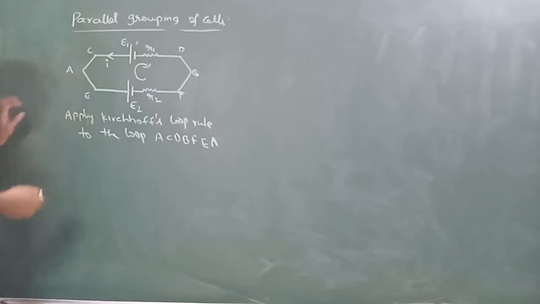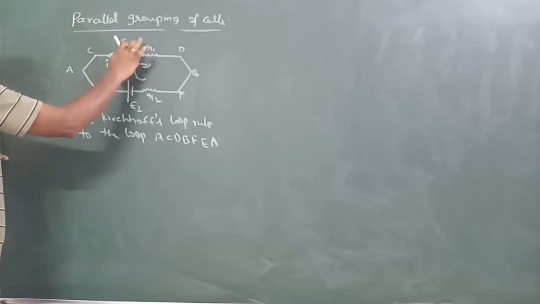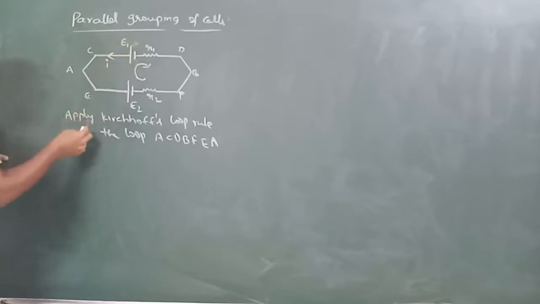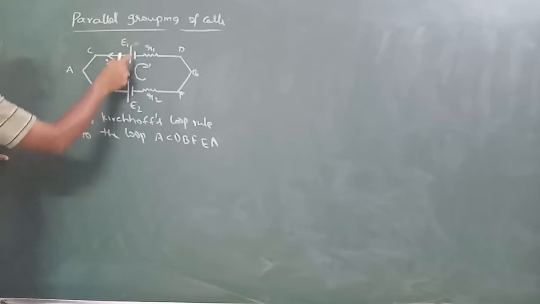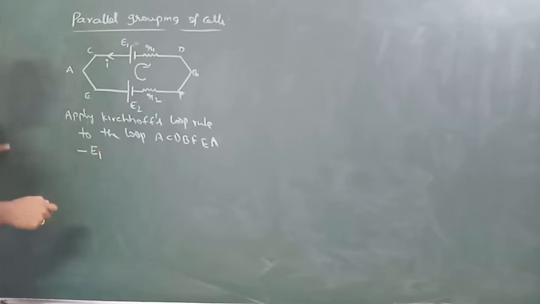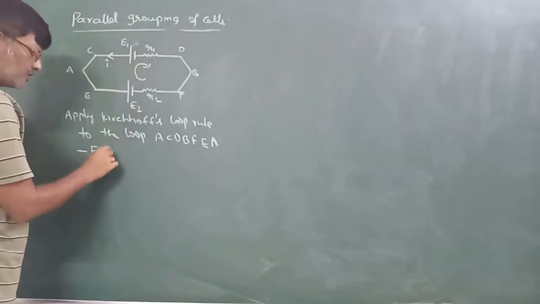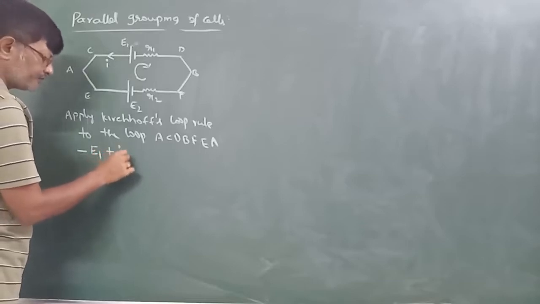So after starting from A, first cross the cell of EMF E1 from higher potential to lower potential. So we found potential drop across the cell of EMF E1, so minus E1. Next, while crossing the resistor of resistance small r1, current is opposite to our path. So we observe potential rise.